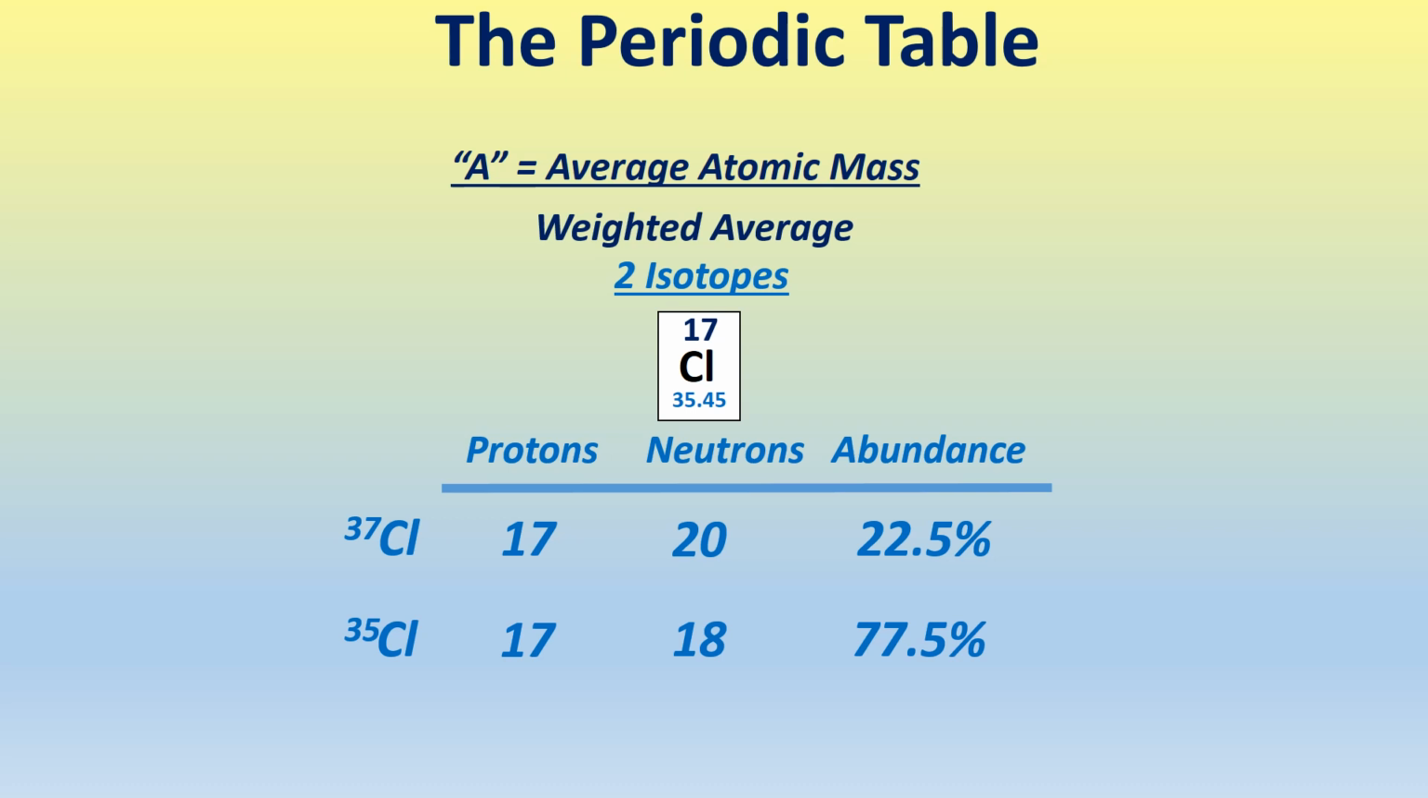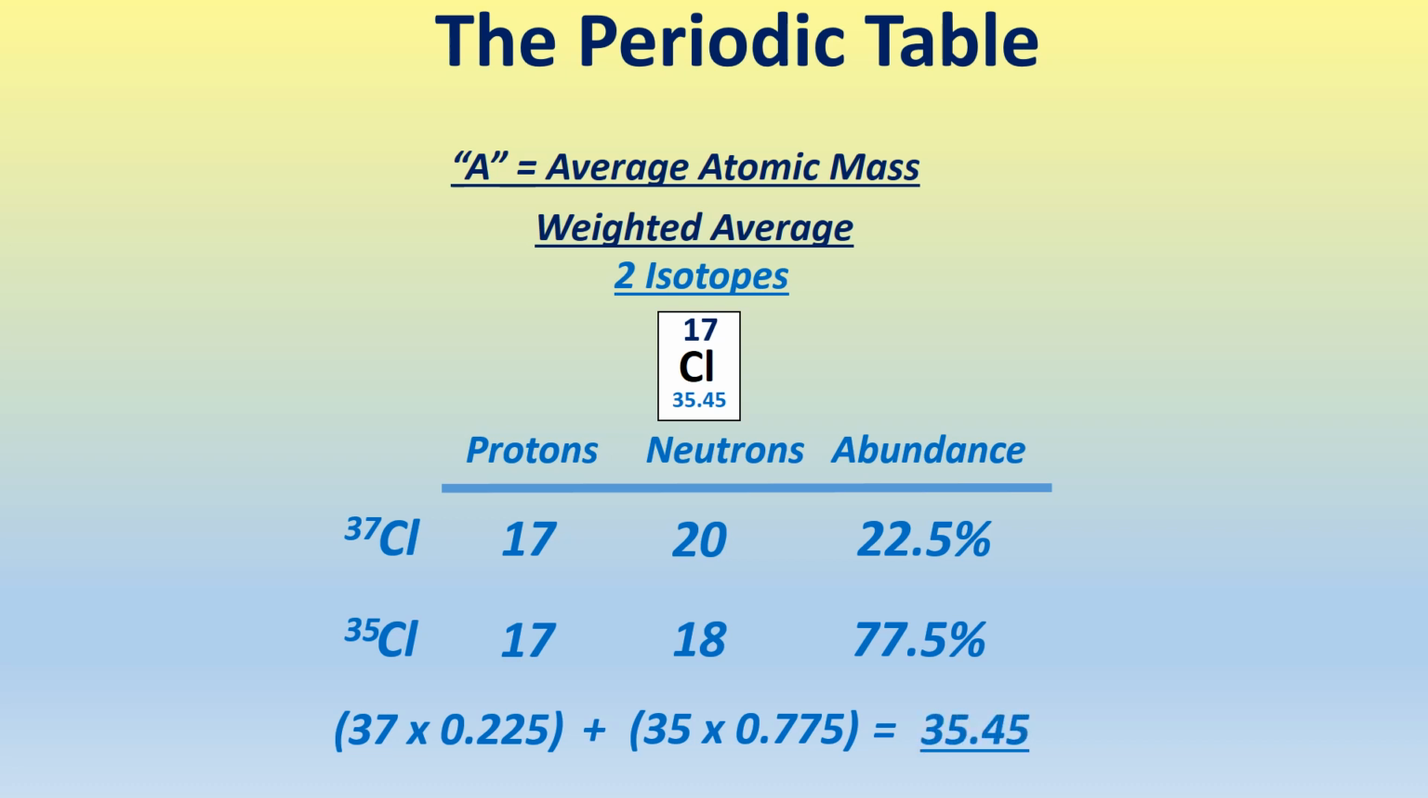So, to get the weighted average, one very simply takes 22.5% of 37 and 77.5% of 35, and then arrives at the average weight that's given on the periodic table of 35.45.